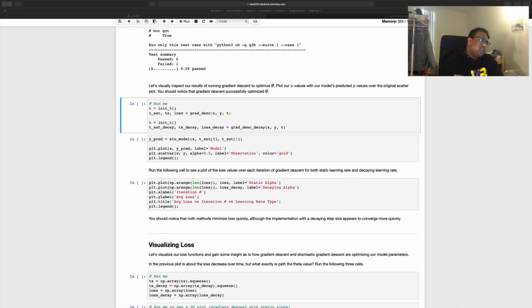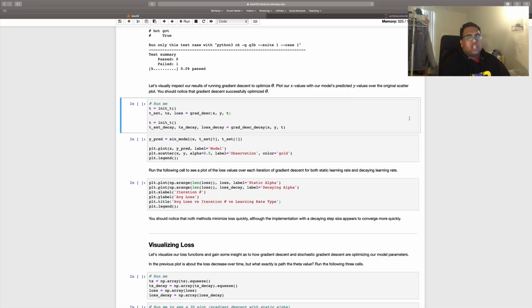Okay, so now what we're going to do is use both standard gradient descent and gradient descent with a decaying learning rate to find the thetas that they find in each case. And since we have the theta history and the loss history, we can see how quickly the loss over time dropped with both forms of gradient descent. So we can look at which one converged the fastest.